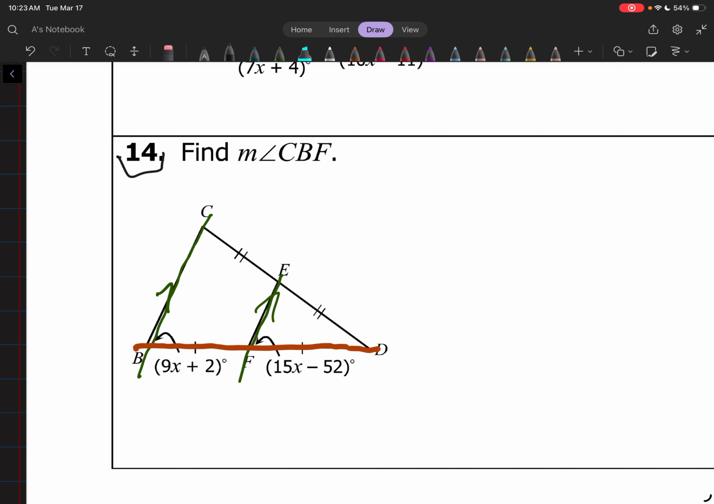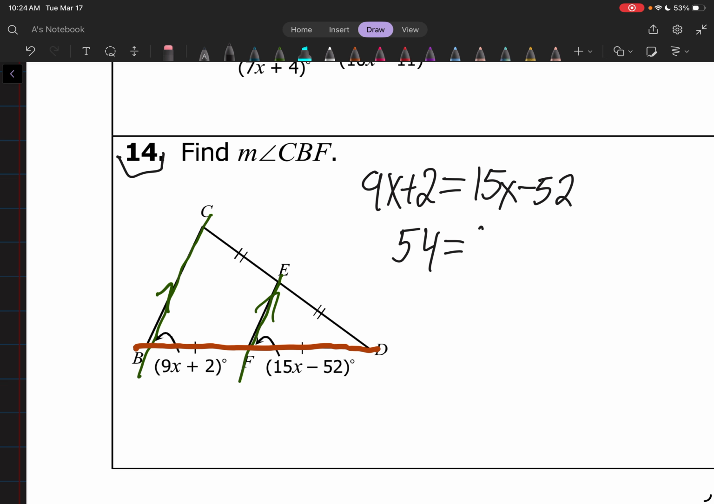The angle at B and the angle at F are corresponding. Therefore, 9x plus 2 is equal to 15x minus 52. Now this one I'm going to work out. Add 52 to both sides, so 54 equals, subtract 9x, 6x, divide by 6, x is equal to 9.